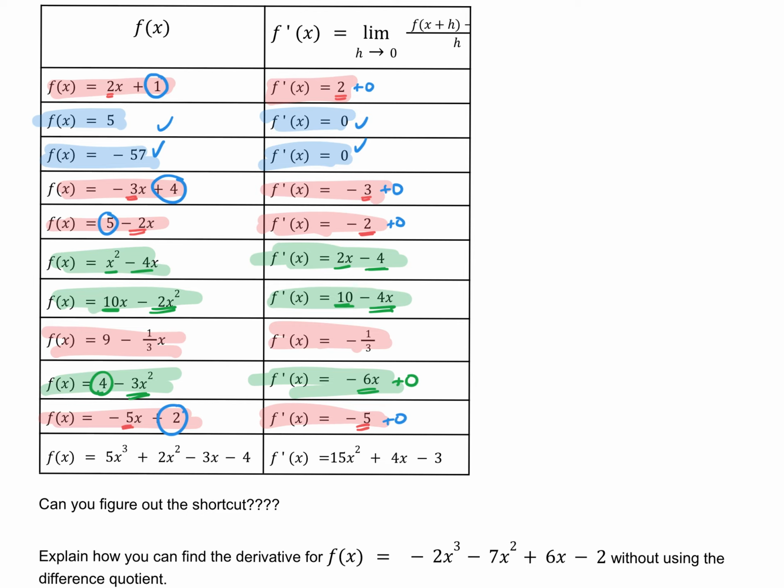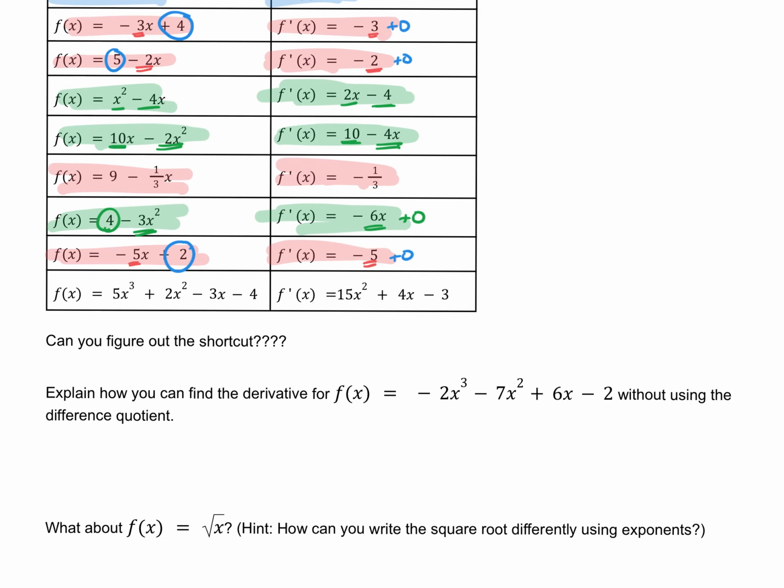So the shortcut is this, and I'll talk you through this last function that we see in our table. Our shortcut is this. Whatever we see as the exponent, okay, so that 3, we are going to multiply it by whatever the coefficient of that term is. So 3 times 5 gives us the 15. And then whatever this exponent is, it decreases by 1. So instead of being 3, it's now 2.